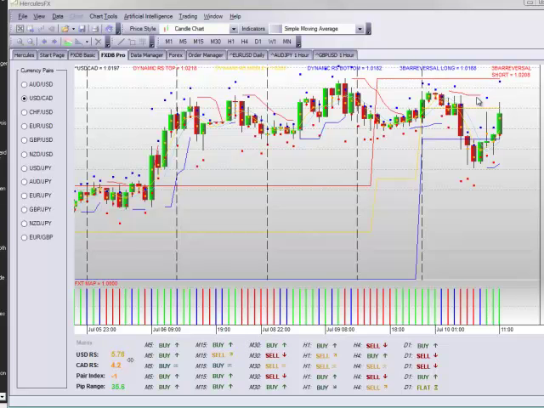Let me check. Oh, pause. Yeah, so 10:25 Eastern time, well within the sweet spot. So we could have some more momentum coming up here. You can see down on the relative strength, we've got the US dollar about even with the Canadian dollar.